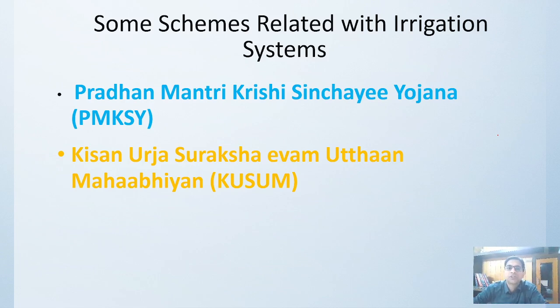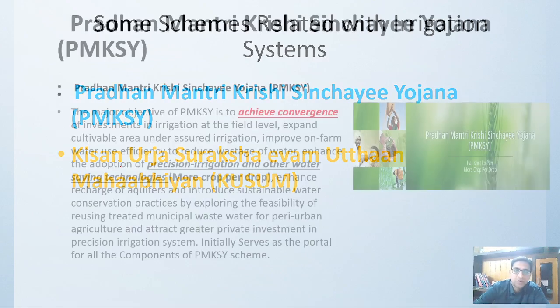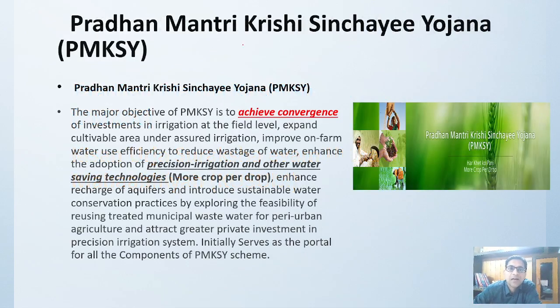Now we move into some very important schemes related to the irrigation system, and these are the top two schemes which the government is running, especially for irrigation areas. That is Pradhan Mantri Krishi Sinchai Yojana (PMKSY), and Kisan Urja Suraksha Evam Uthan Mahabhiyan, that is the Kusum Yojana. These two schemes we will be discussing in detail today. So let's start with the first one, Pradhan Mantri Krishi Sinchai Yojana.